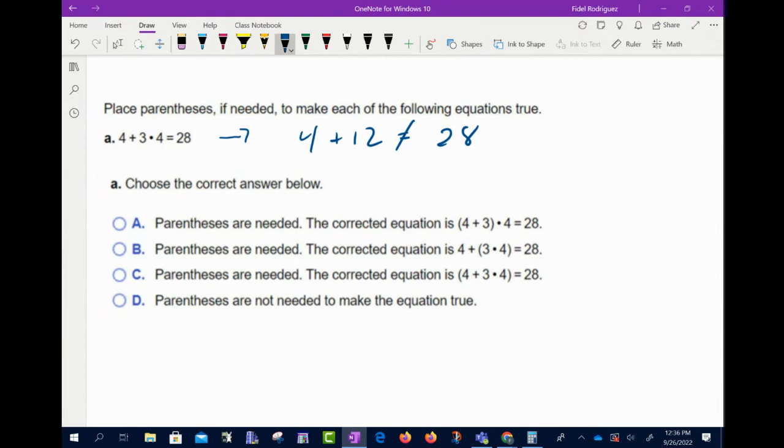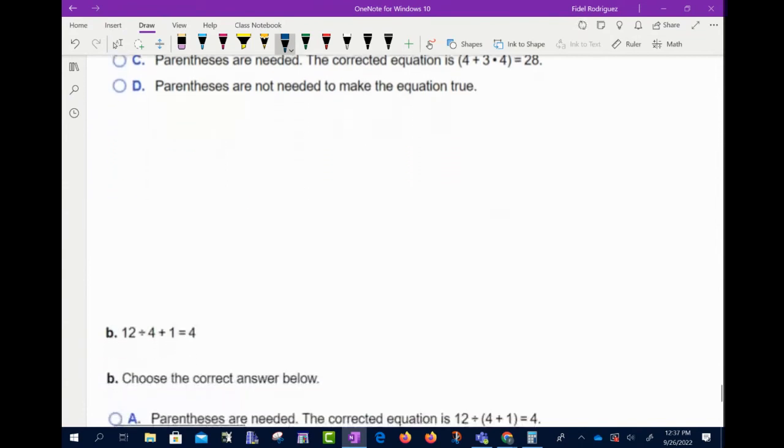In order for us to get 28, don't we need to group my 4 and my 3 together? Because if I put my parentheses here, 4 plus 3 would give me 7, and then 7 times 4 would give me 28. So it looks like my choice here would be A, right? I would need to do that one right there. Okay, I'm going to move on to the next one.